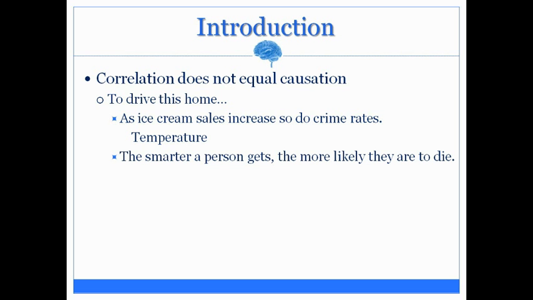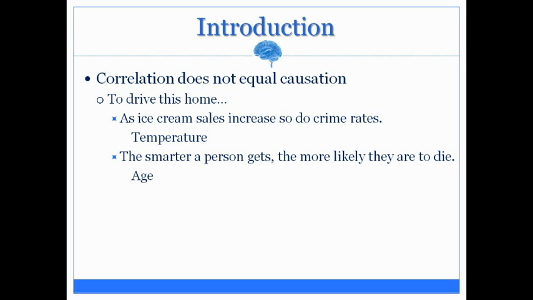Another relationship: the smarter a person gets, the more likely they are to die. Wow, right? Let's just all become dumb, and then we'll be less likely to die. Well, again, there's no cause here, in that the smarter a person gets, the more likely they are to die. But what could be this third variable?